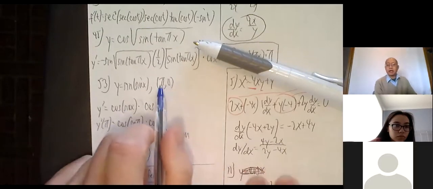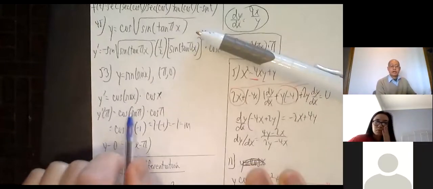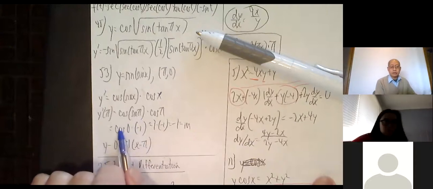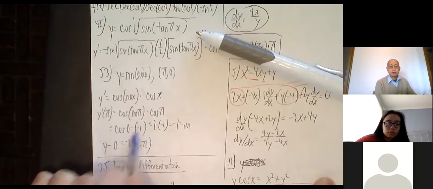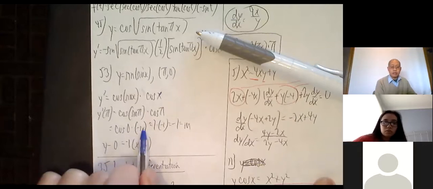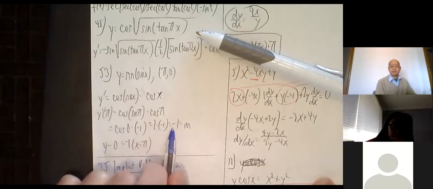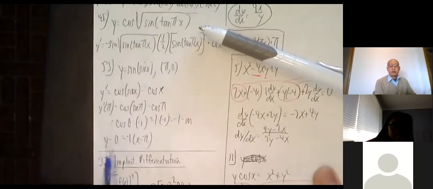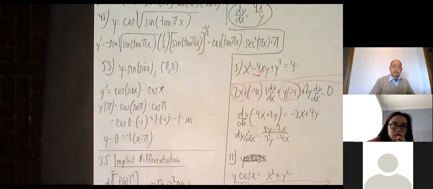All right, now they want me to plug in pi. So put a pi right there. So cosine of sine of pi times cosine pi. Sine of pi is 0. So I'm taking the cosine of 0 times the cosine of pi, which is -1. So cosine of 0 is 1, times -1 is -1. So the slope is -1. All right, point slope: y minus y1 equals m times x minus x1, and you can stop right there.